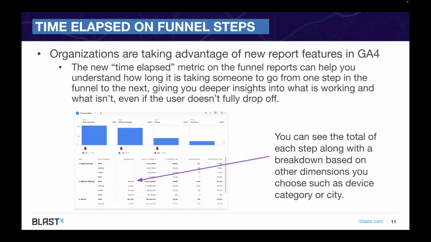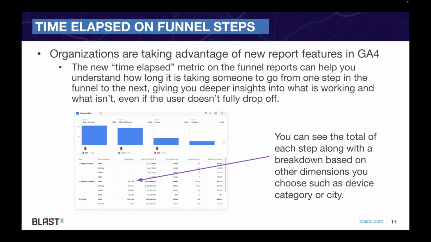Another new feature that GA4 has is this thing called time elapsed on their funnels. They have the ability to create funnel reports. So you can create funnel reports based off various steps that you have in an application, in a purchase funnel, in a form, whichever funnel steps you want. It could be viewing multiple pages to get to a certain page, or however you define your funnel. It allows you to tailor the reports to whichever funnel types you need.